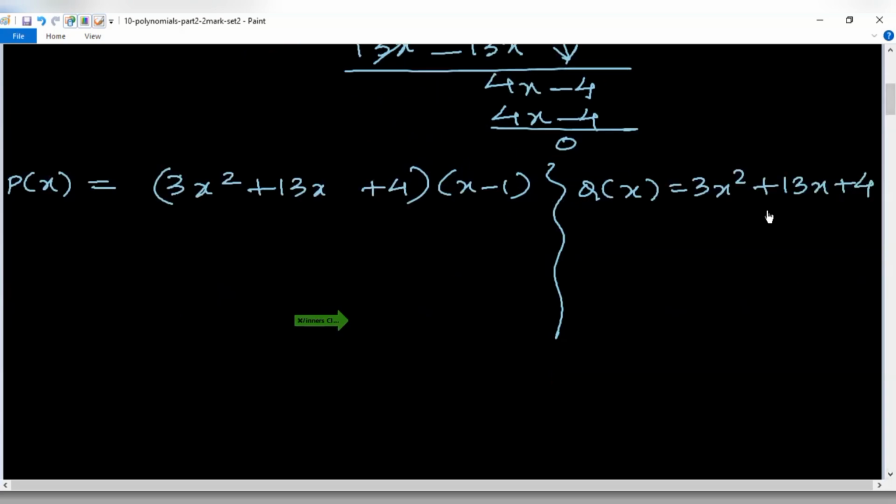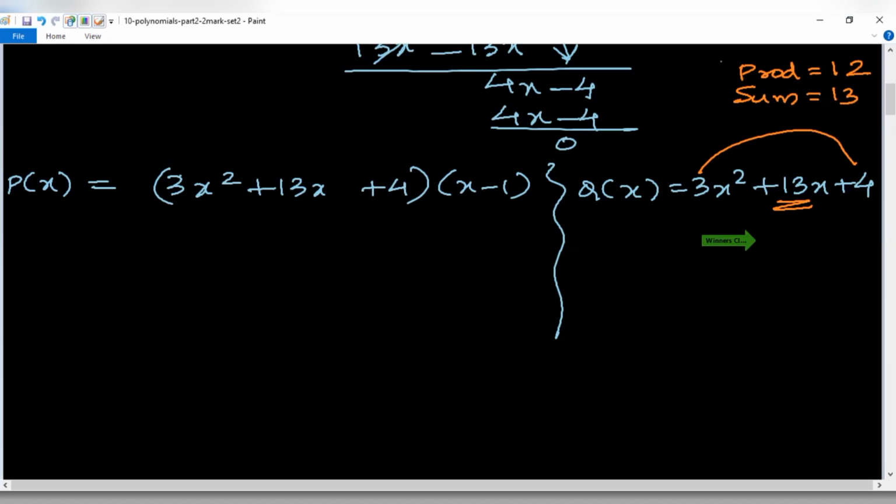Okay, splitting the middle term method, we will use that. Here the product of the two numbers which we are searching for is 3 into 4, that is 12, and the sum should be 13. So which are the numbers? 12 and 1, right? 12 into 1 we get 12 and 12 plus 1 we get 13. So we can split the middle term as 12x plus x.